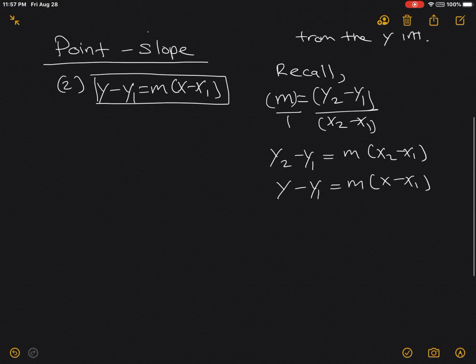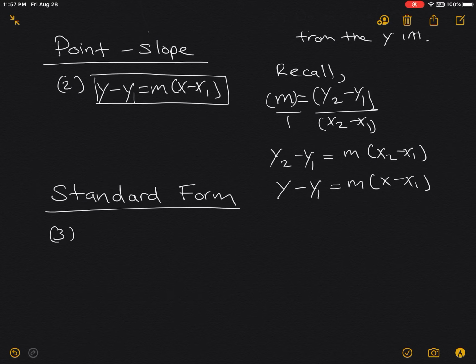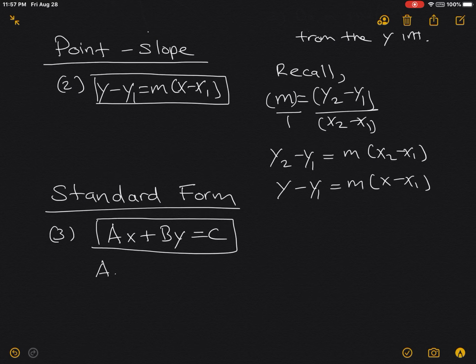And the very last form that we're going to cover is called standard form. So standard form is something like this. Ax plus by is equal to c. Now, a, b, and c are integers, okay? And what are integers? Integers are those nice counting numbers, okay? -3, -2, -1, and 1, 2, 3.